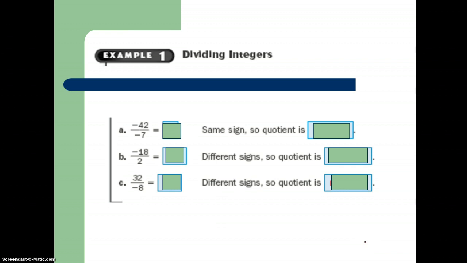Negative 42 divided by negative 7. Think about what 42 divided by 7 is. Positive 6. It's the same sign, so the quotient is positive. Remember, you should be able to tell before even solving anything if the answer is positive or negative. For B, they're different, so it's a negative sign. Negative 18 divided by 2, negative 9. C, we know it's a negative answer, correct? Because it's different signs. 32 divided by negative 8, negative 4.